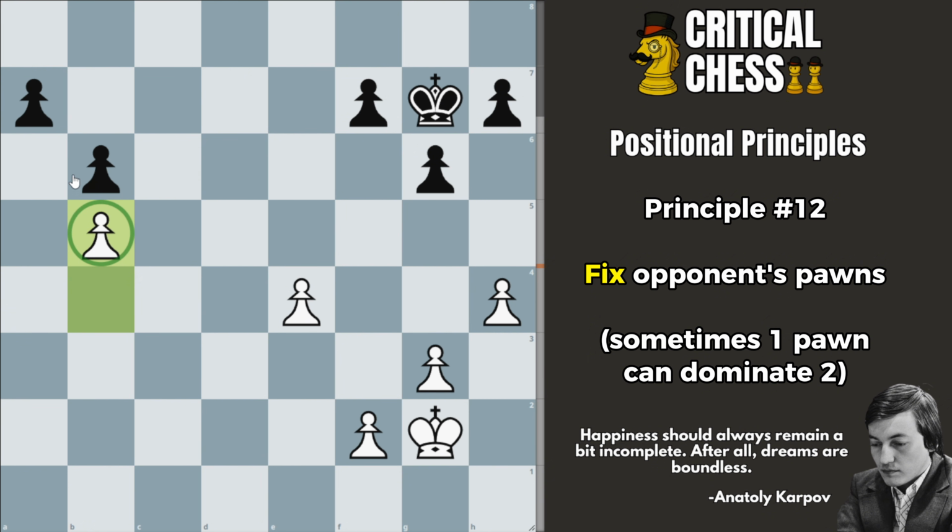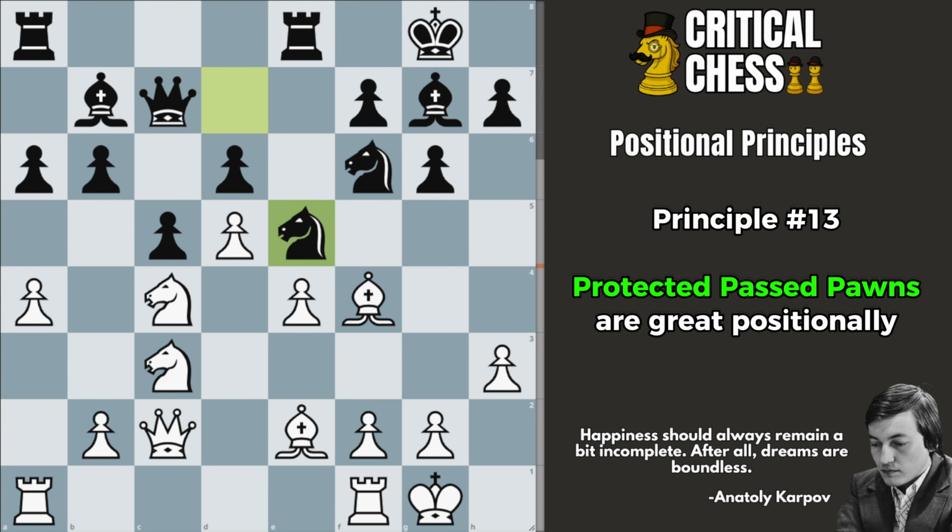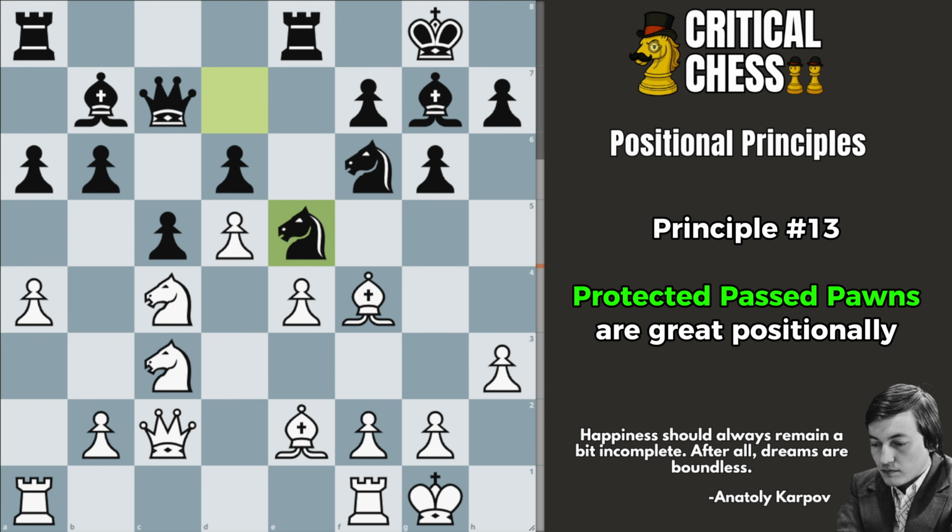One pawn can dominate two, or sometimes in rare cases even 3 pawns, if you imagine that there was a pawn on c7. Principle number 13 is going to be protected passed pawns are great positionally. So in a position like this, typically when you have more space, you do not want to exchange any pieces. However, in this case, there is a knight attacking the knight on e5, and there's also a bishop on f4 attacking the knight on e5.